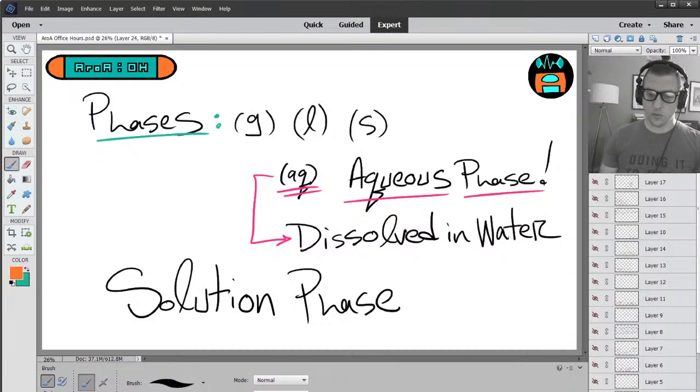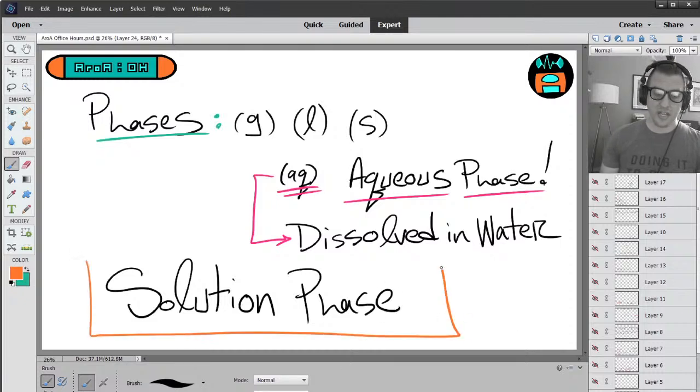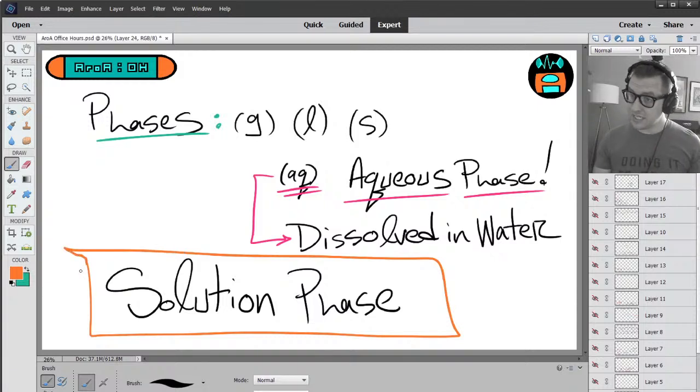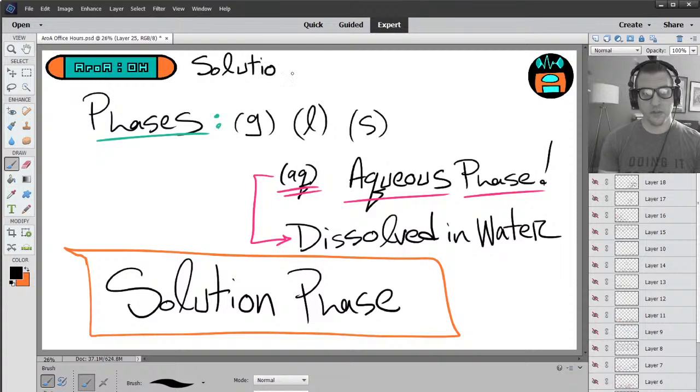All right, that is going to be our focus here. And the aqueous phase is a solution, but it's not the only type of solution. So we're going to be looking at things from a wider angle. So this begins our discussion of solution chemistry.